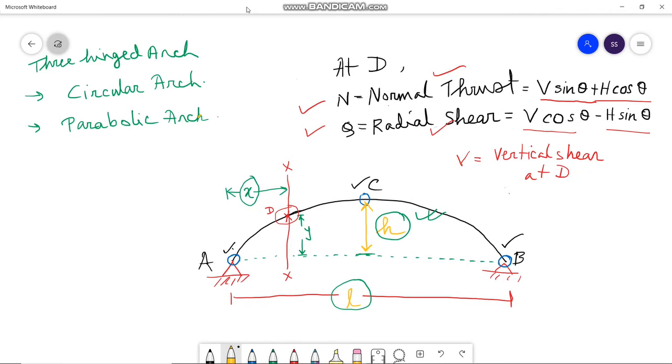And theta means this angle. So theta is the slope at point D.